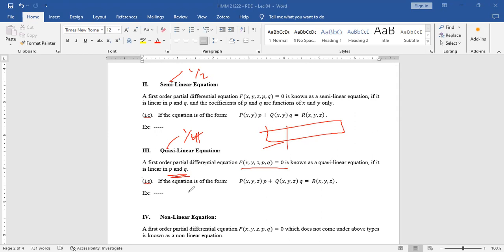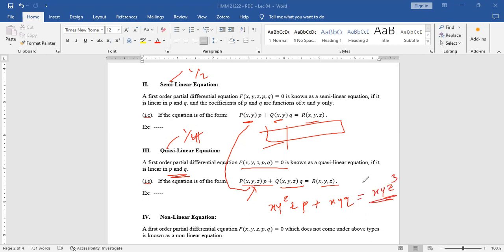Let's see the definition here. If the equation is of the form P(x,y,z) p plus Q(x,y,z) q equals R(x,y,z). So what is the difference between this and this? See the function here, we don't have z. We don't have z here. Here only we have z. But this function can be like, for example, z p, xy, no need to always be that, so anything, cubed or something.